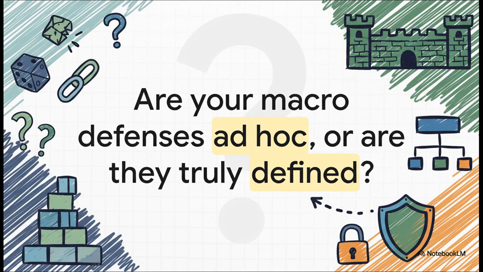So I want to leave you with this one question to think about. Take a hard look at your own organization right now. Is your approach to Office macros just ad hoc? Is it something that kind of happens inconsistently, maybe relying on a bit of luck? Or is it truly defined? Have you documented it, and are you enforcing it? Because making that shift from ad hoc to defined is probably one of the single most powerful things you can do to protect your entire organization.